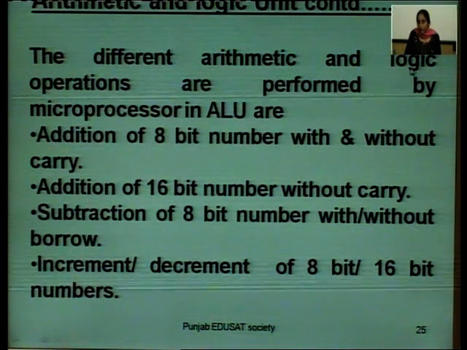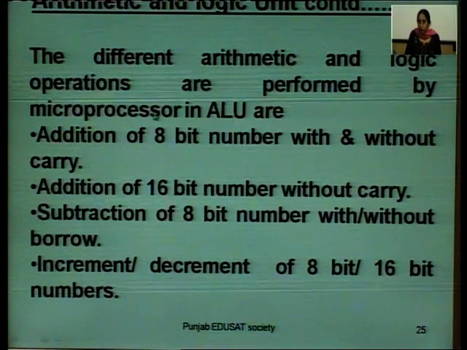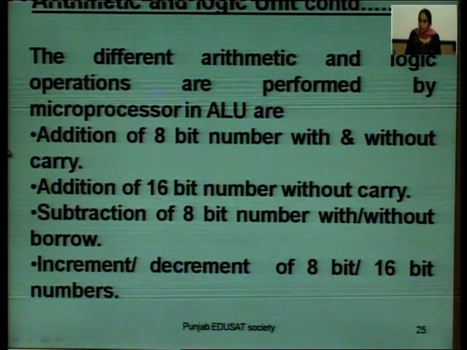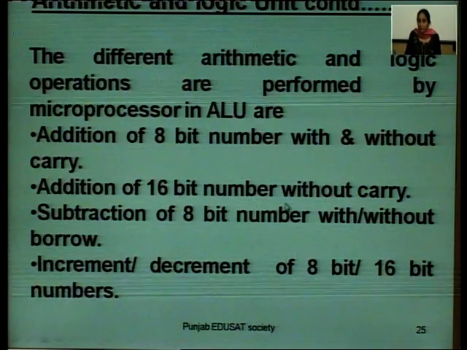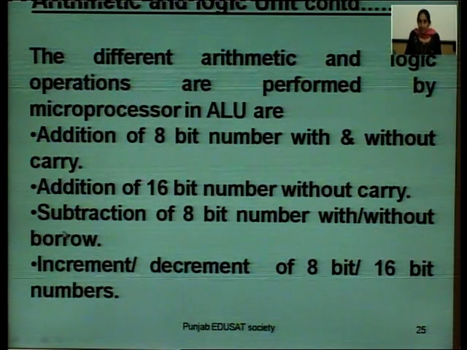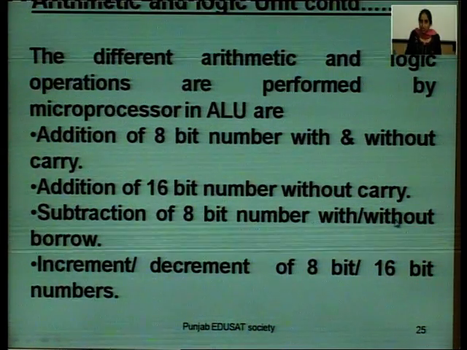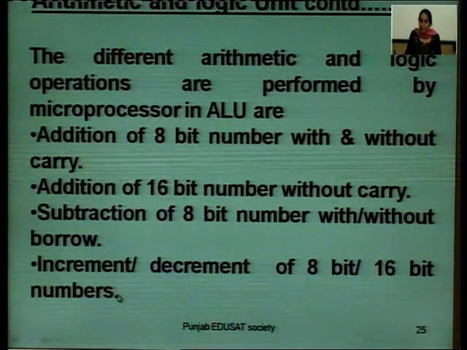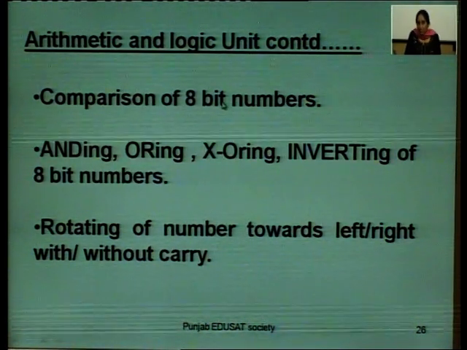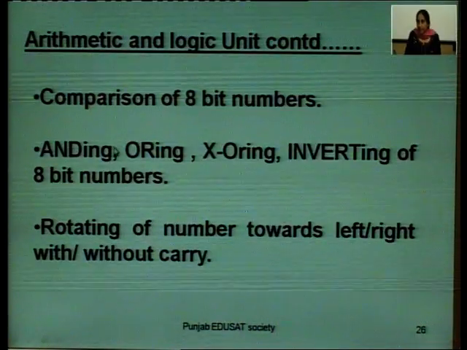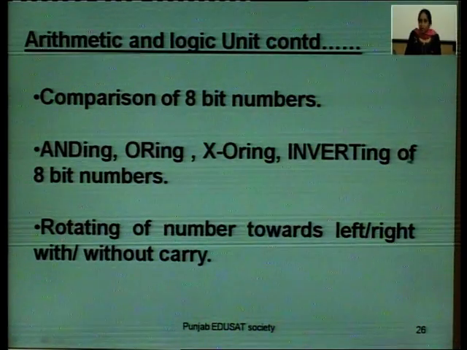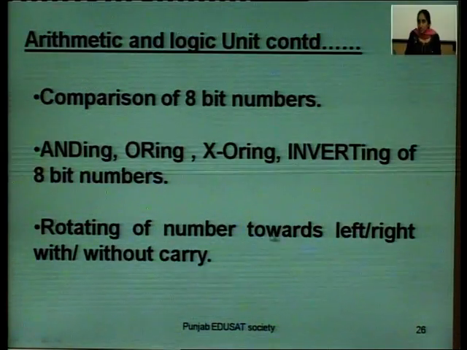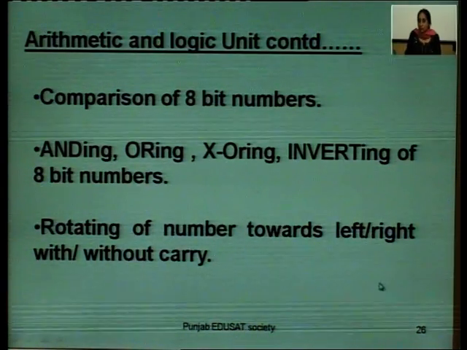The different arithmetic and logical operations performed by microprocessors in ALU are: addition of 8-bit numbers with and without carry, addition of 16-bit numbers without carry, subtraction of 8-bit numbers with or without borrow, increment or decrement of 8-bit or 16-bit numbers, comparison of 8-bit numbers, ANDing, ORing, XORing, inverting of 8-bit numbers, rotation of numbers towards left or right with or without carry.